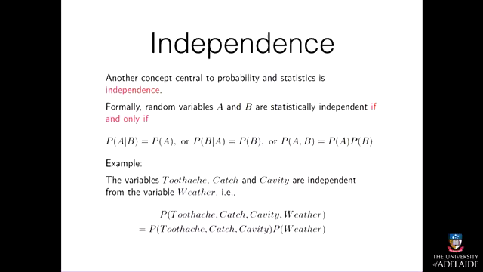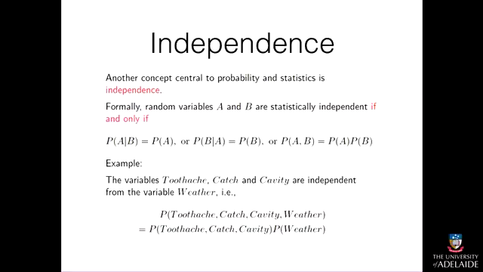So consider three random variables: toothache, catch, and cavity, and also a fourth random variable, the weather, right? Now let's imagine the last random variable, weather, is independent of the former three variables. Then we can decompose the joint probability using the rule of independence. This reduces the number of entries we need to capture the joint distribution.